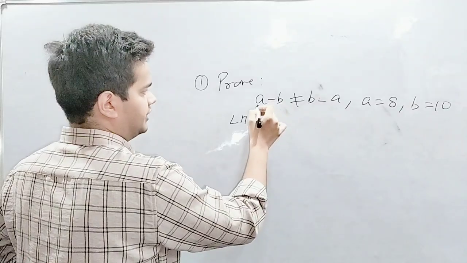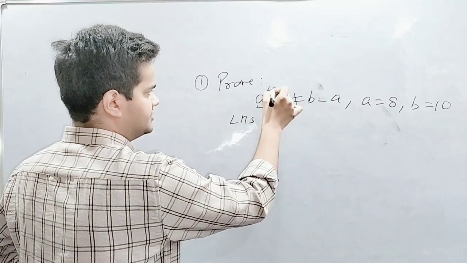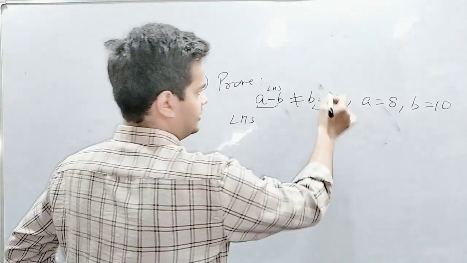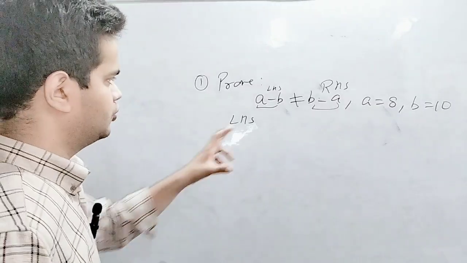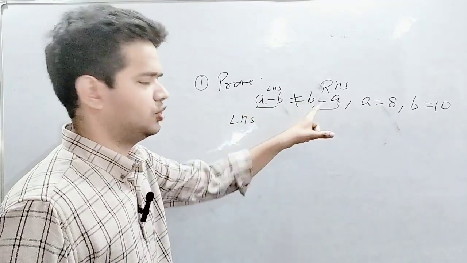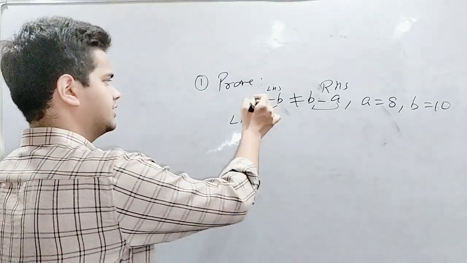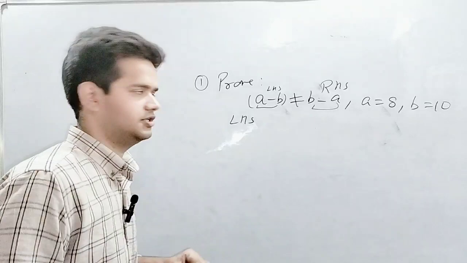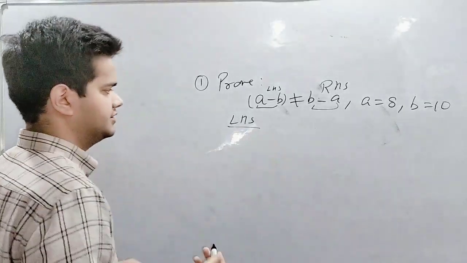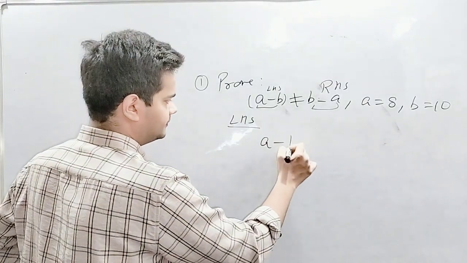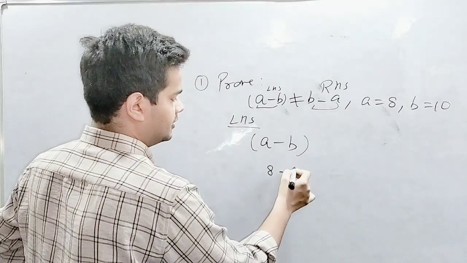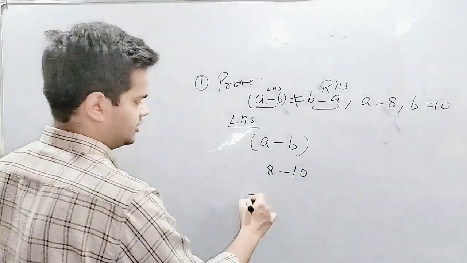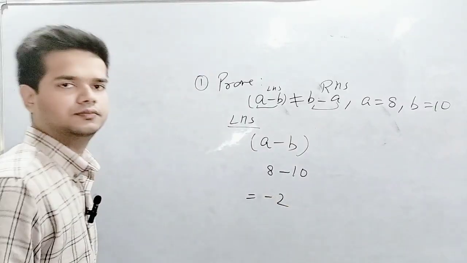See, it has two sides, LHS and RHS. So we have to prove that the LHS should not be equal to the RHS, meaning the values of both sides should not be equal. So if I find LHS, it is a minus b. Just put the values. A is 8 and b is 10. So this becomes minus 2.